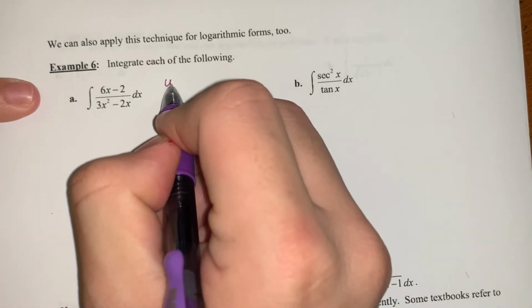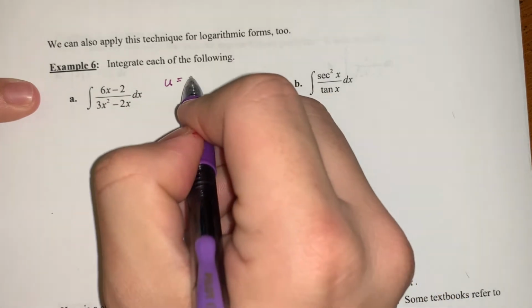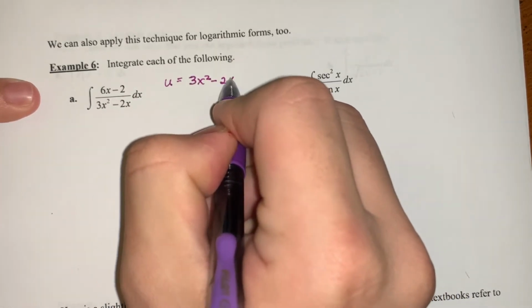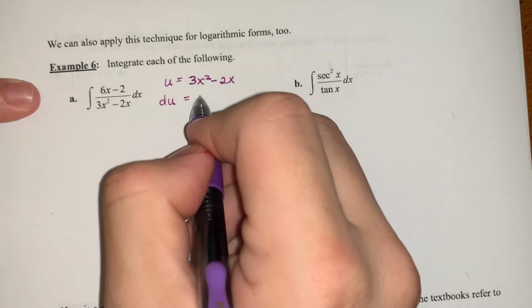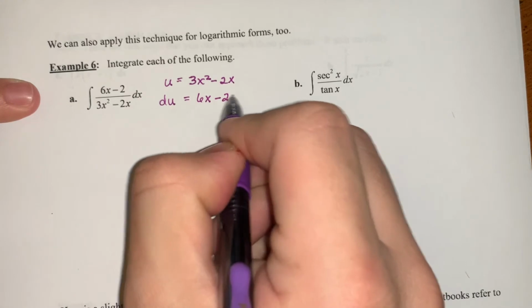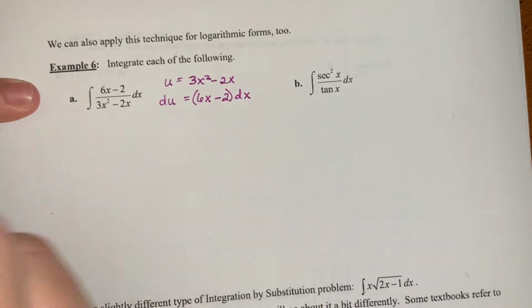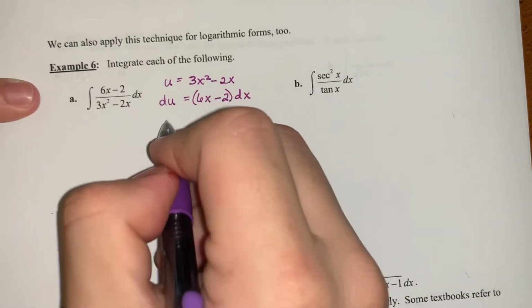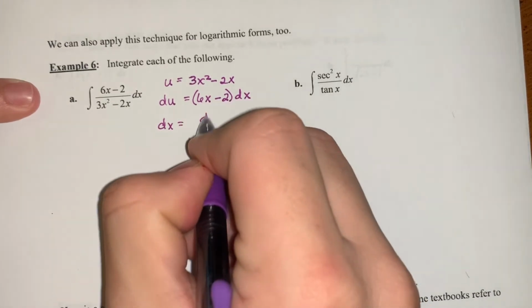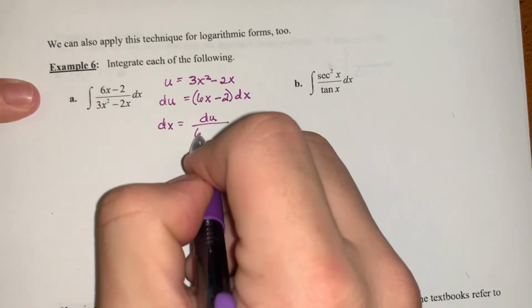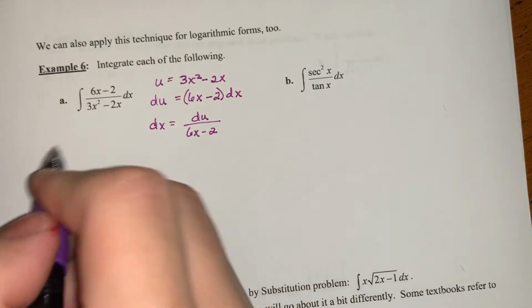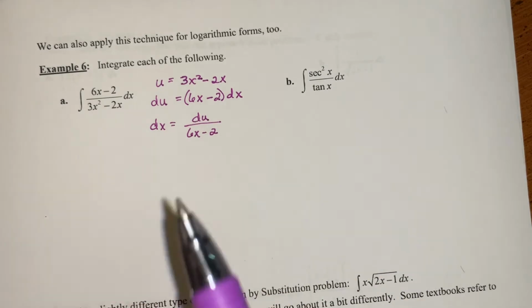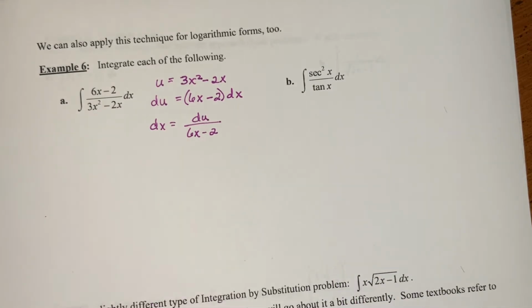So let's see, we have u is equal to 3x squared minus 2x. And then I have du is equal to 6x minus 2, and then all of this times dx. So if I want to get dx by itself, I have dx is equal to du divided by 6x minus 2. Now I'm going to substitute everything back into the original. It's the same process: pick your u, take the derivative, get dx by itself, substitute everything, then integrate, and so on and so forth.